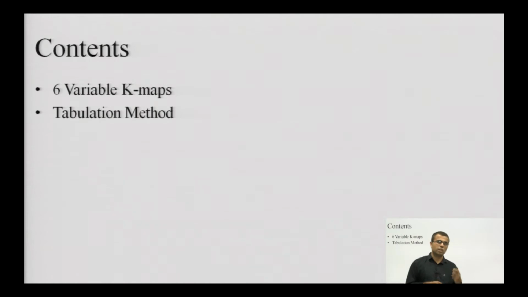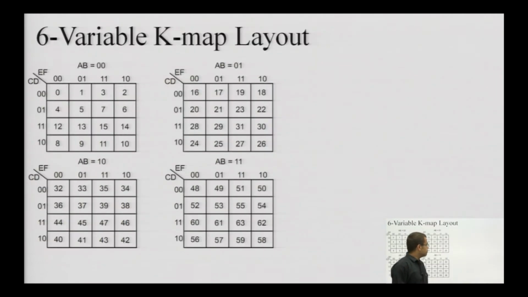Similarly, in that 6 variable K-map we will see that the structure will be more complex than even the 5 variables. Because in that 6 variable K-map 2 raised to power 6, that means 64 cells will be required. So, in that we will be breaking the K-map structure of 64 cells into 4 K-maps of 16 cells each. Okay. We will be covering that, and then we will be covering the tabulation method. So, let us start with the 6 variable K-map layout.